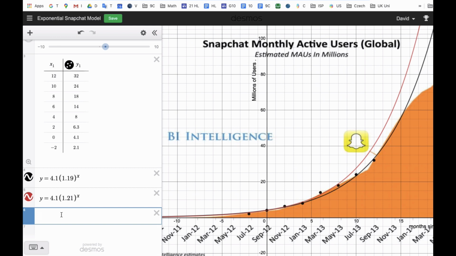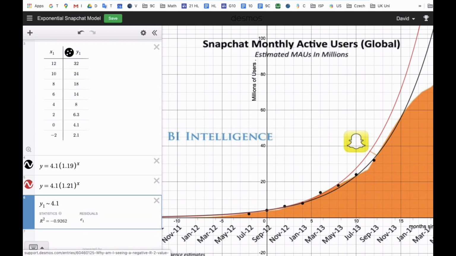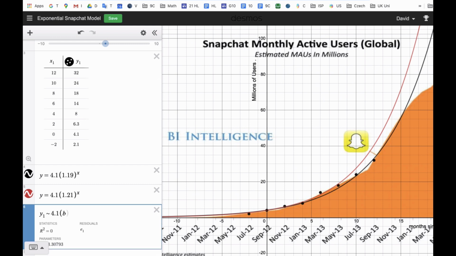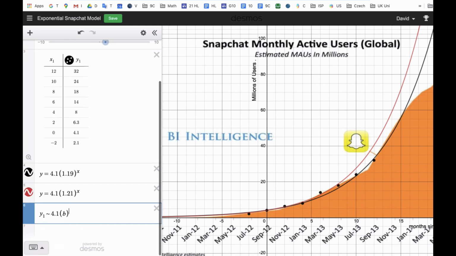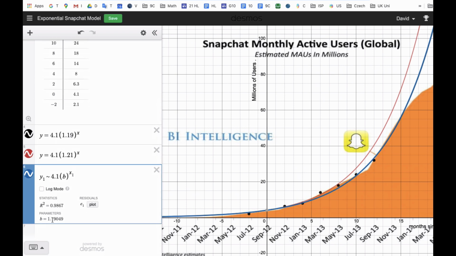And if I do Desmos, I'm going to go y1, and I'm going to do this tilde sign, that squiggle, 4.1, and I'm going to go b. I want to know what b is, to the power of x1. And when I do this one, Desmos does it with fancier calculations. I get 1.19049 as its b value. It likes this one better.